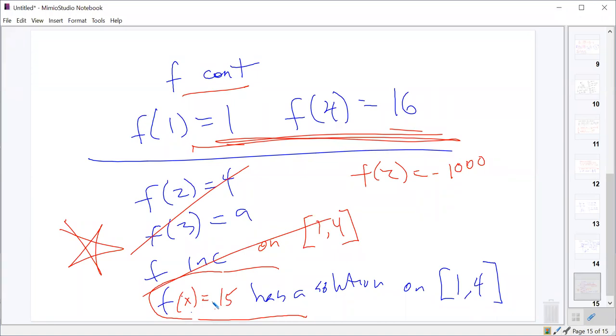It should normally be in closed brackets. I think some textbooks put it in open brackets, but closed brackets is really the better way to do it. Either is fine, though. You can also do it with open brackets. It just means that you're not guaranteed a value of 1 or 16 on the open interval between 1 and 4. You're guaranteed all the values between 1 and 16. So either way you want to do it, they'll be fine with it.